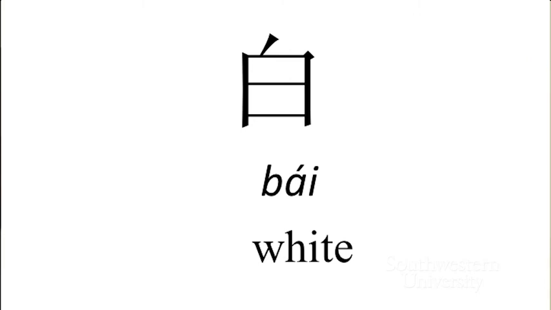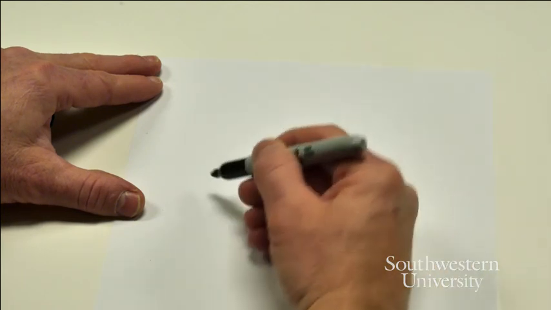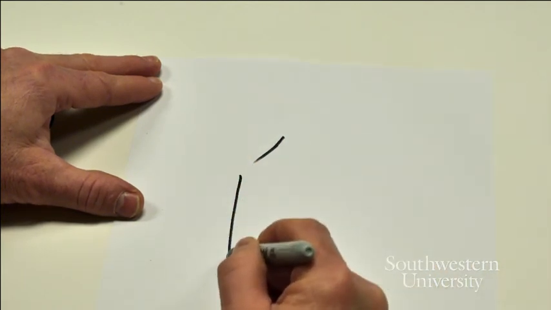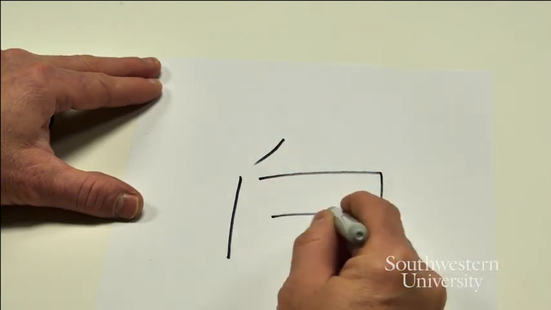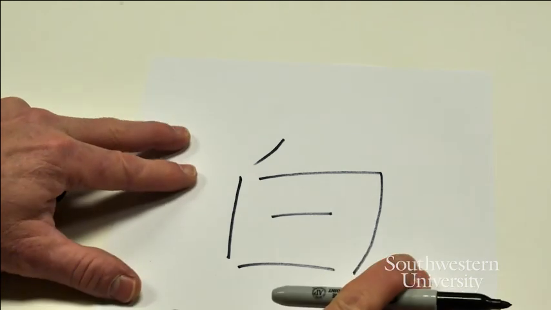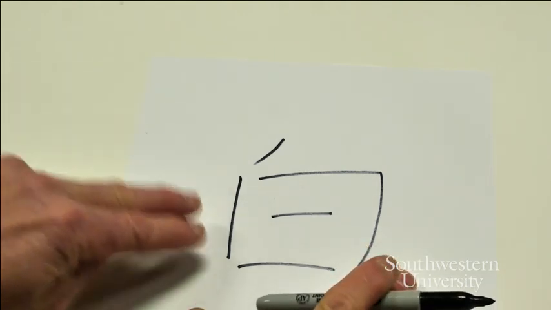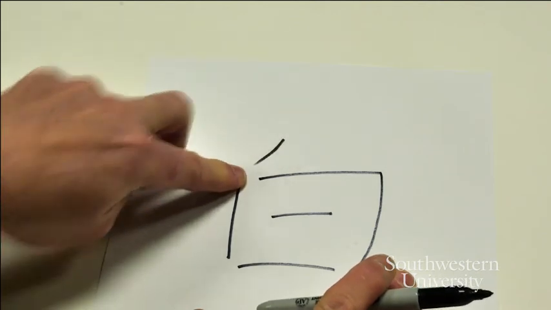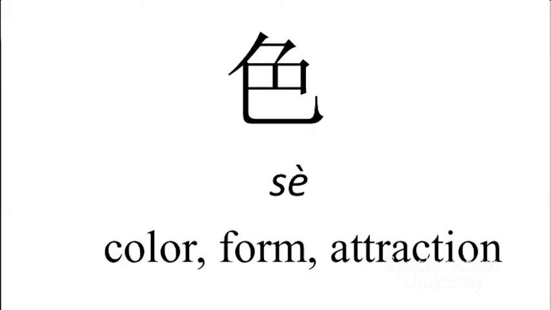By is just a dot on the sun. So the sun is this. If you put a mark on it, it indicates you're talking about the color of the sun and not the sun itself.